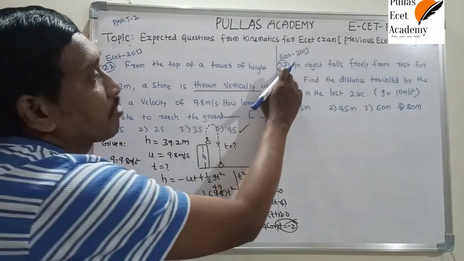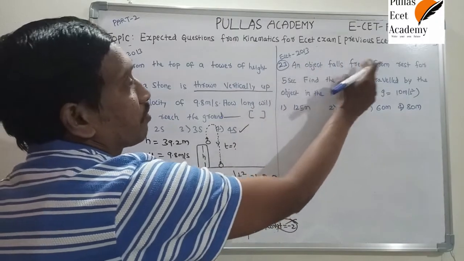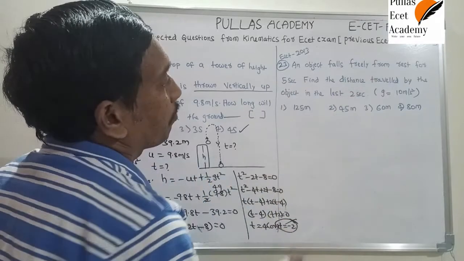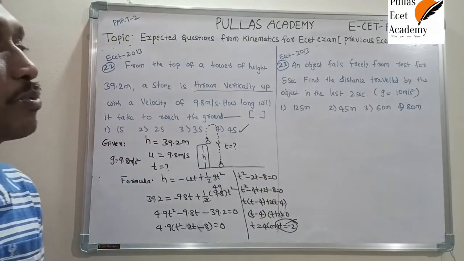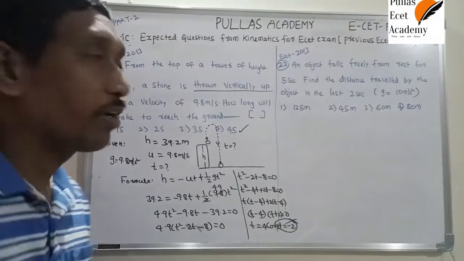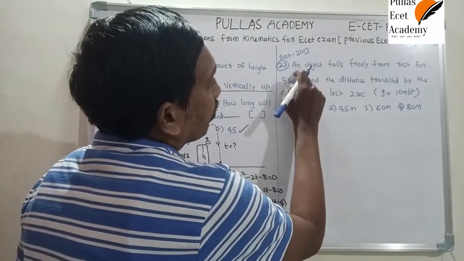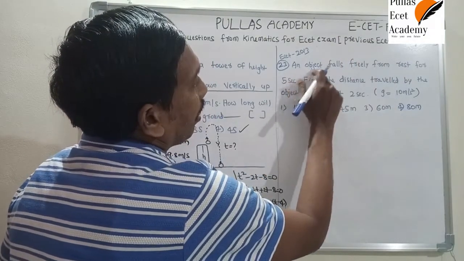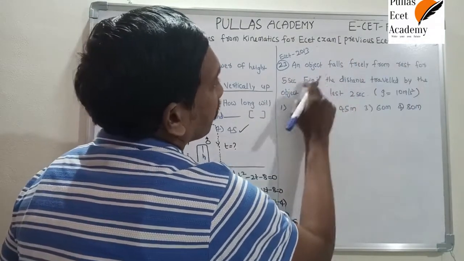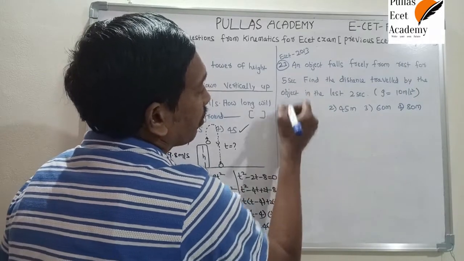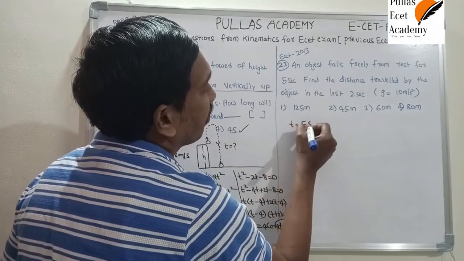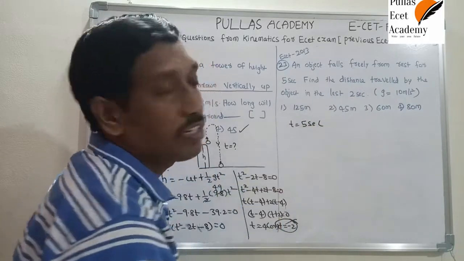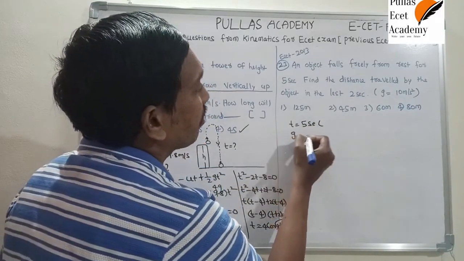Next is a 2013 paper asking this question. An object falls freely from rest for 5 seconds. Find the distance traveled by the object in the last 2 seconds. Here, the given values: an object falls freely from rest for 5 seconds, that means the total time taken is 5 seconds. The distance traveled in the last 2 seconds is asked, and small g is given as 10 meter per second square.